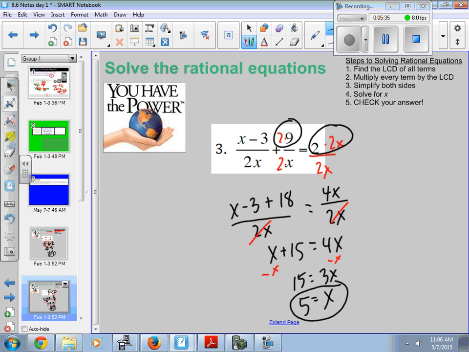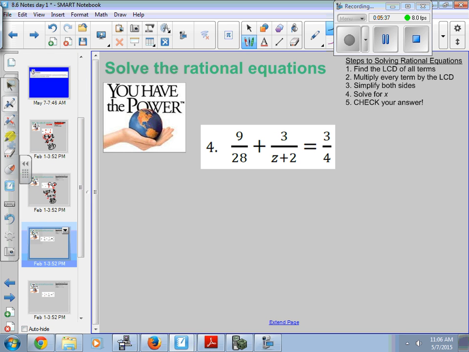All right, let's try a few more here. Number 4, this one, now we start seeing something a little bit different. It's got a plus in here. Same thing though, remember that's just considered one term here. So what would be the least common denominator?